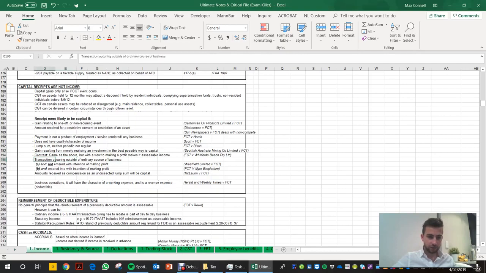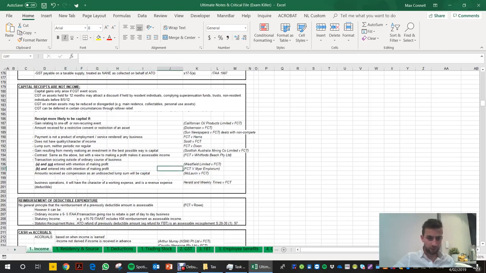Transaction occurring outside the ordinary course of business and not entered into with the intention of making profit. Sorry, actually this was the case I was mentioning before. This is the case where they bought a block of land with the intention of developing it into a shopping center. However, they decided against that, and they ended up selling it for a block of apartments or something similar. So it wasn't their intention to actually make profit, and it ended up being a capital amount despite that. And entered into with the intention of making profit.